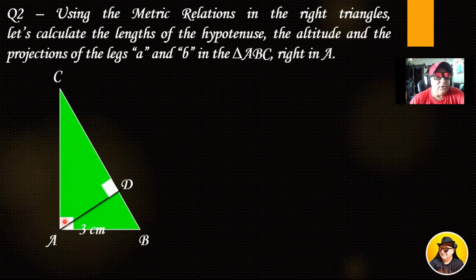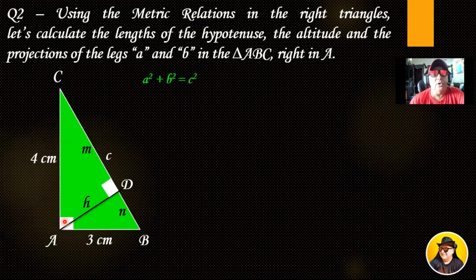Okay, so one leg is 3 centimeters. The other leg is 4 centimeters. We don't know the hypotenuse. We don't know the altitude. We don't know projection M. We don't know projection N. All right. So let's solve them.